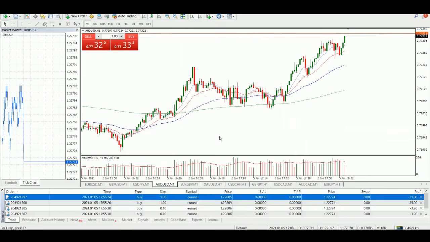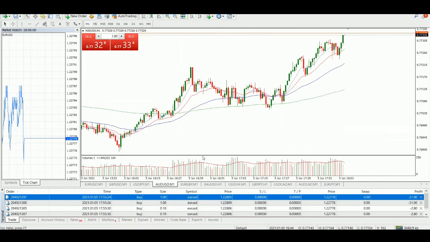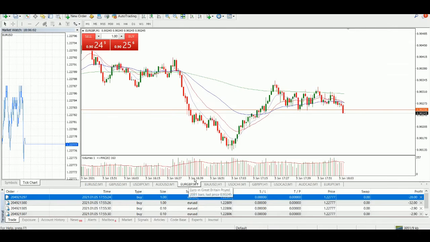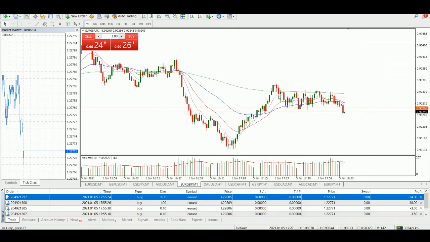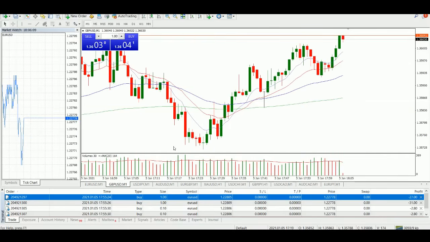That's it. AUD dollar is going up much further. AUD dollar still going up, and Euro GBP, we are still in this phase here. GBP dollar is also moving up.